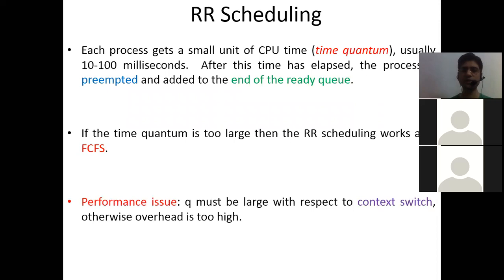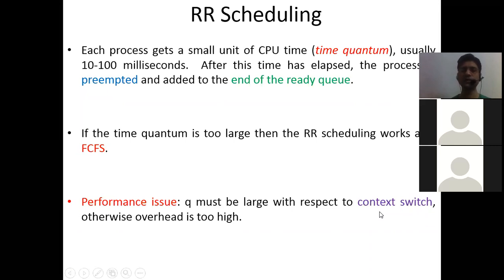And here there is also a performance issue. The quantum must be large with respect to the context switch. What is the quantum we are referring to here? It is the time quantum. Here the time quantum is referred to as q. So if the time quantum or time slot is small with respect to the context switch, then the overhead is too high.